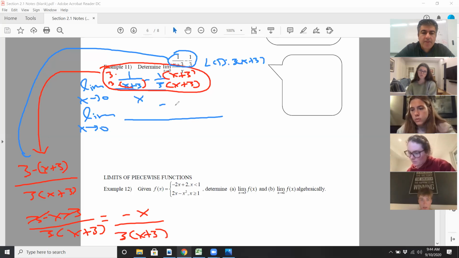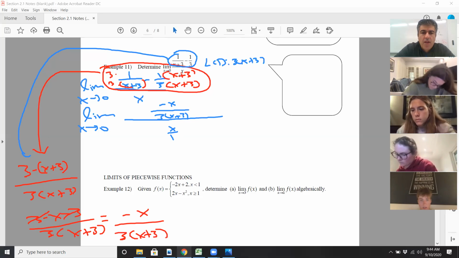So I have negative x over 3x plus 3. And the bottom is just straight up plain old x. Now, I could say that's x over 1, right? Anything can be divided by 1. So again, all I've done so far is just work on 1 over x plus 3 minus 1/3. The extra x over here, I'm now gonna deal with it.